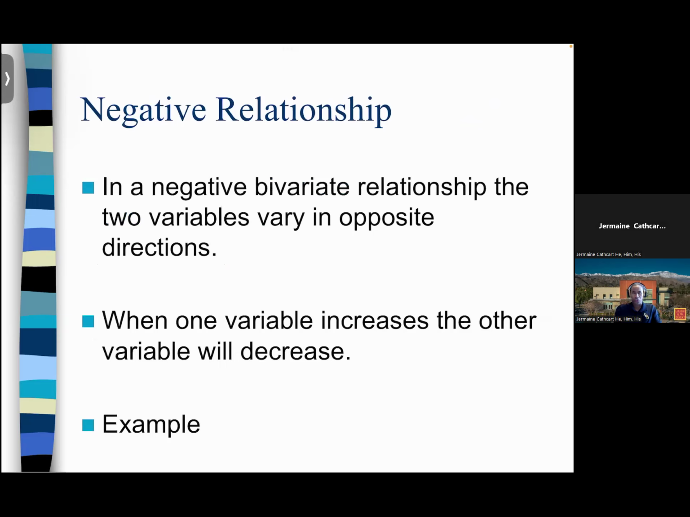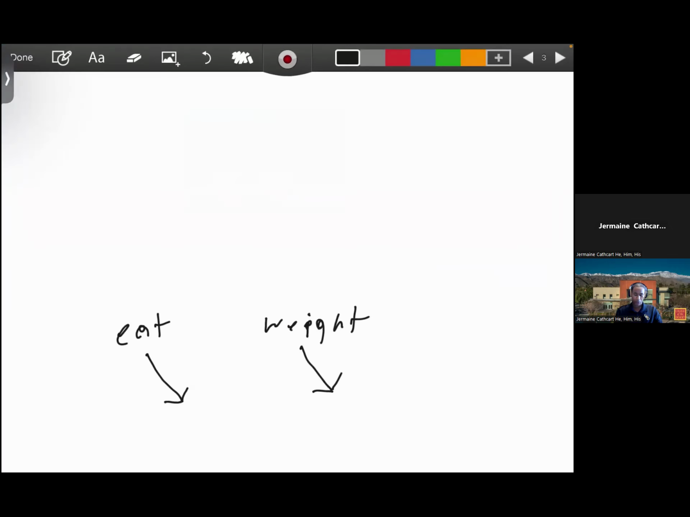Now, a negative relationship, in a negative bivariate relationship, the two variables vary in the opposite direction. So as one goes up, the other one goes down, or as one goes down, the other one goes up. Okay. So when one variable increases, the other variable will decrease. So can we think of an example here with a negative relationship? Let's just say the more vegetables. I don't even know if I spelled that right, so I'm just gonna put vegetables.